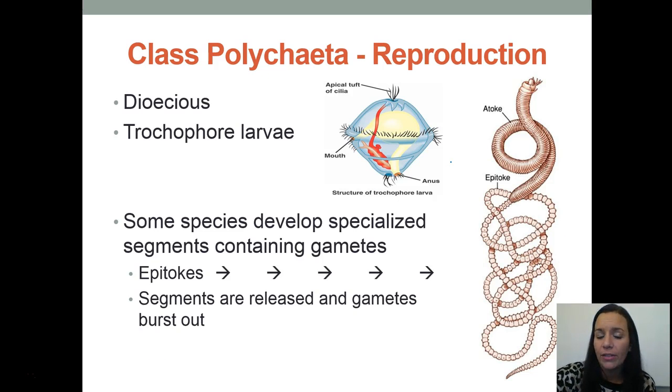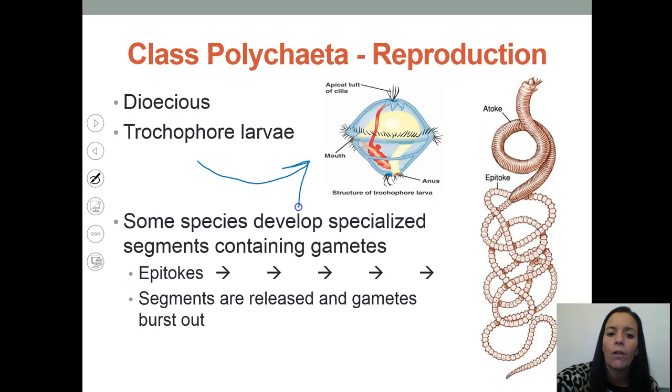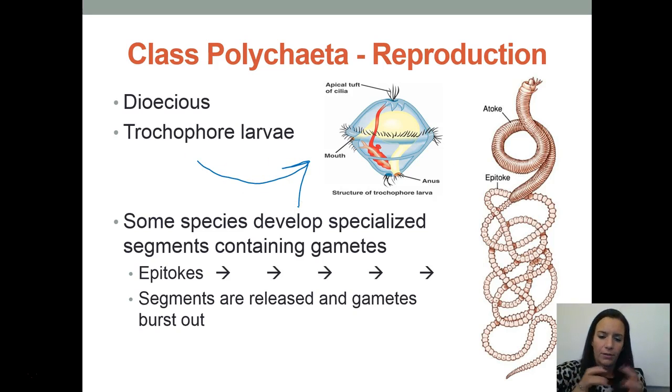So when you talk about this class, we're going to talk about the reproduction because it's a little bit different from what you may think of in terms of an earthworm. So they're dioecious, and they have something called a trochophore larva. This is a little cylindrical kind of larva, and it has all these cilia, you can see them on there, and it spins, and that's how it moves. Some of them also develop these specialized segments that have gametes, and they're called epitokes.